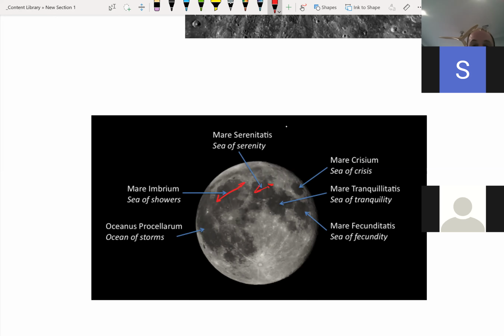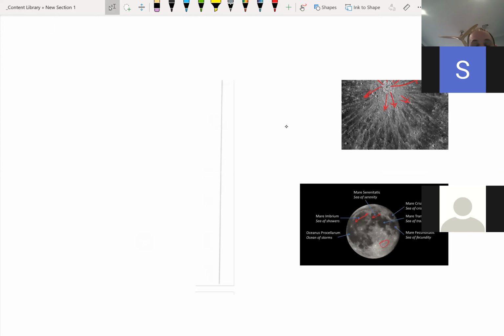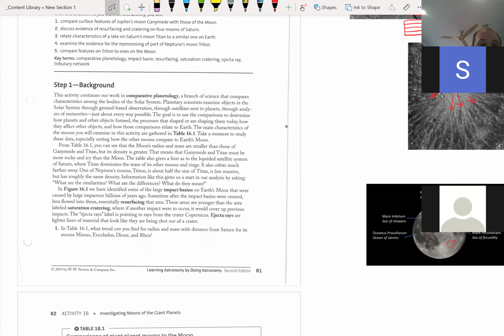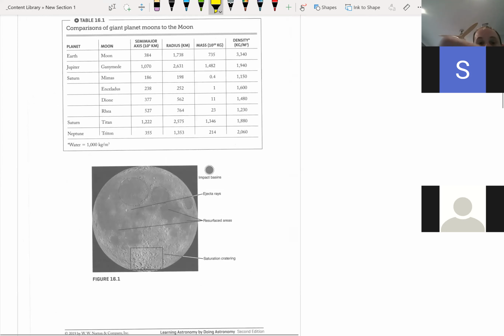And you can see down here, we have a lot of craters, and then we have our maria and basically nice, smooth, basaltic rock, right? So that's our moon, and that's what we're really going to compare the first few moons to. The first thing you want to do here is our moon is figure 16-1. They're going to go over the impact basins, the resurfacing, ejecta rays, and whatnot. So for 16-1, label this, make sure you know that this is our moon.